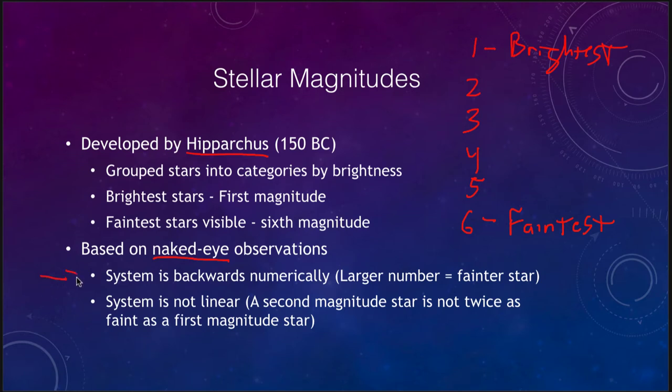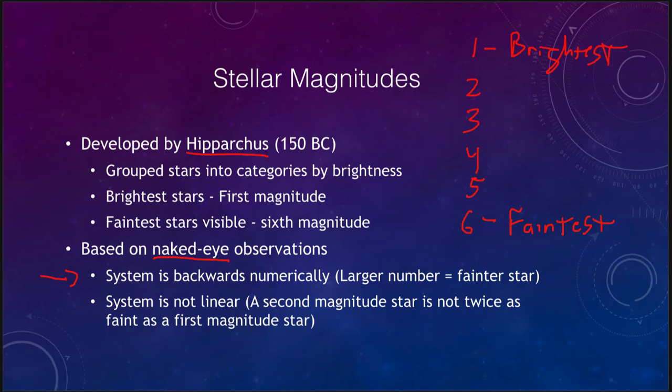First of all, the system is backwards numerically. A larger number means that a star is fainter. That's not how we measure most things. If we measure the height of an object, the higher the number, the taller the object. If we measure the mass of an object, the bigger the number, the more mass it has. If we measure temperatures, the higher the number, the hotter it is. However, in magnitudes, the bigger the number, the fainter the star.